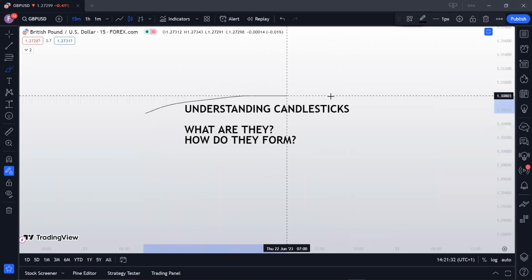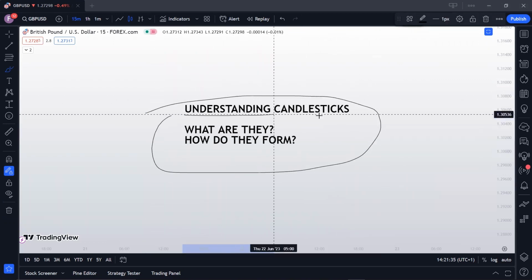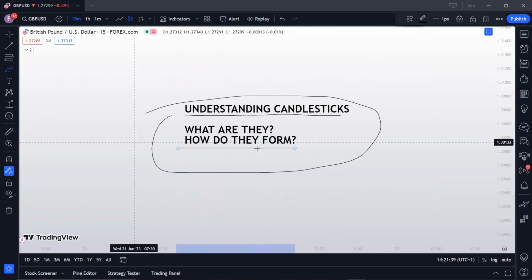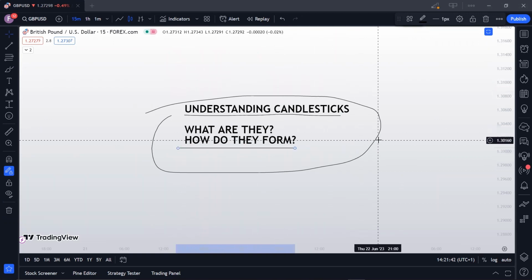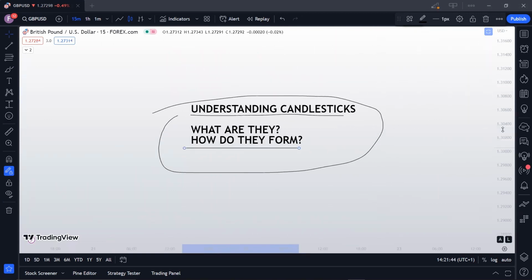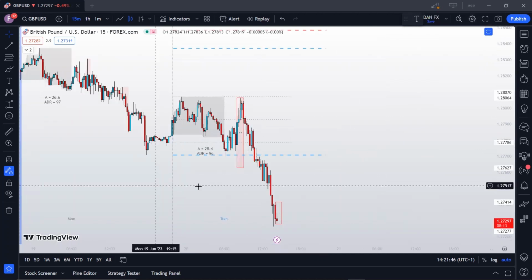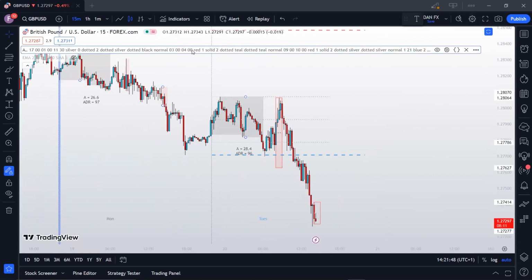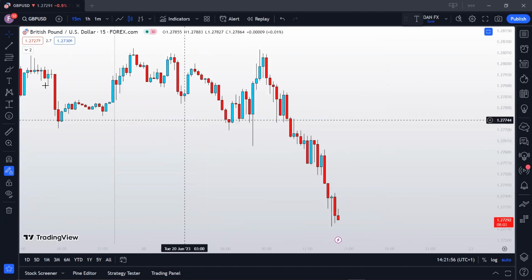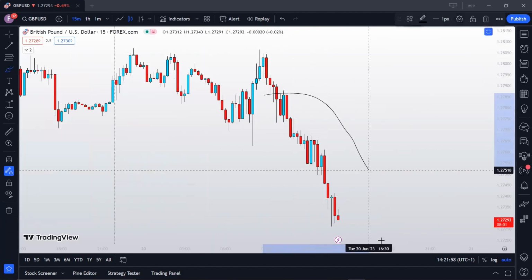In today's video, we're going to be talking about candlesticks, understanding candlesticks, what they are and how they form. I'm going to be breaking down what these candlesticks are. They are the things you see on your charts, the green and red stuff. It might be blue and red, depending on what color you set it at. So these basically are candlesticks.